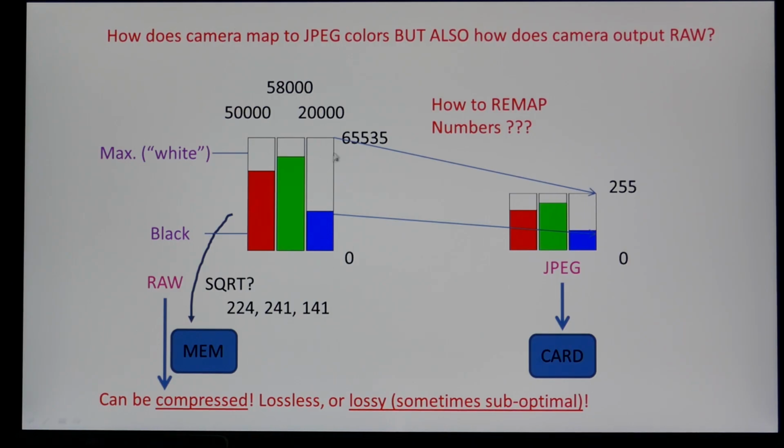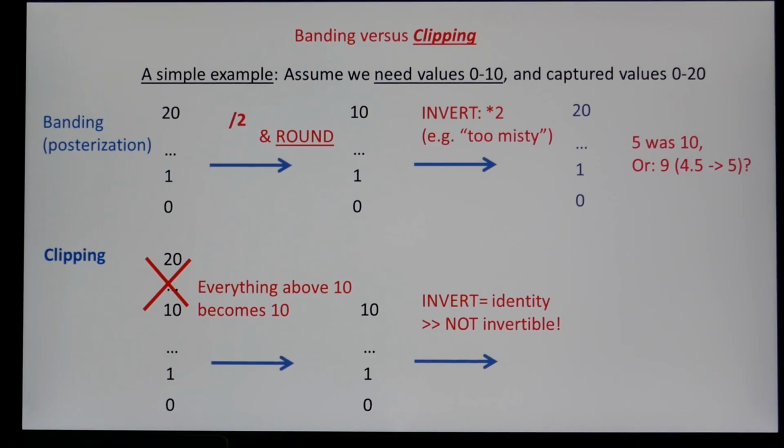Also, if the numbers go only to maybe 20,000 or to 120,000, we always need to find the optimal mapping to these values. And that's not so easy. And it involves a number of concepts. Two of them I want to explain because they are quite important. It's banding versus clipping.